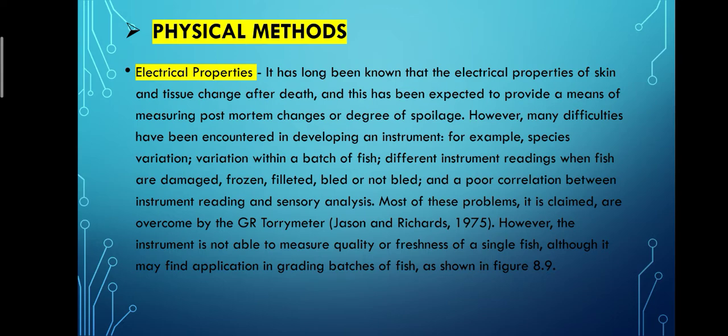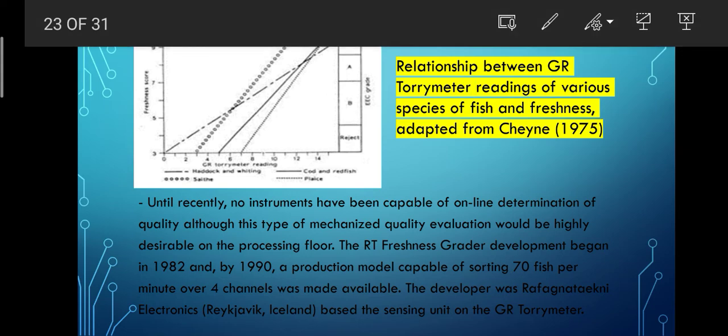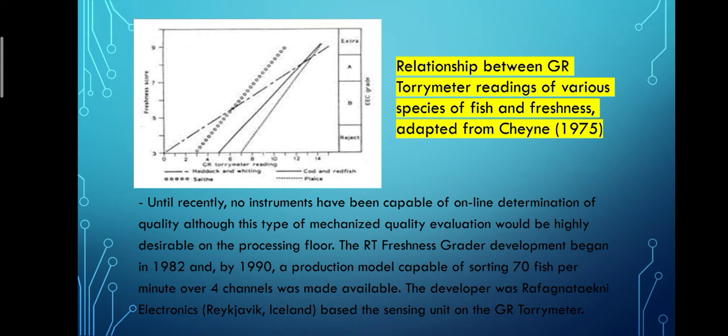Most of these problems, it is claimed, are overcome by the GR thermometer. However, the instrument is not able to measure quality or freshness of a single fish, although it may find application in grading batches of fish. So this is the relation. This graph is the relationship between GR thermometer readings of various species of fish and freshness, adapted from Chain, 1975.